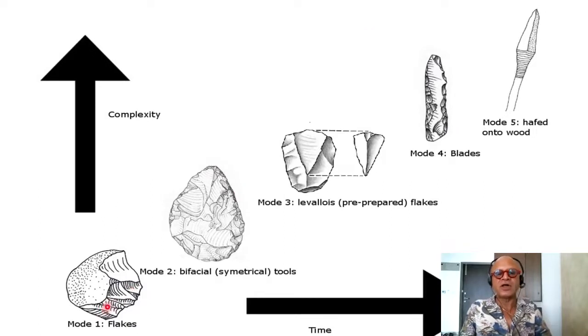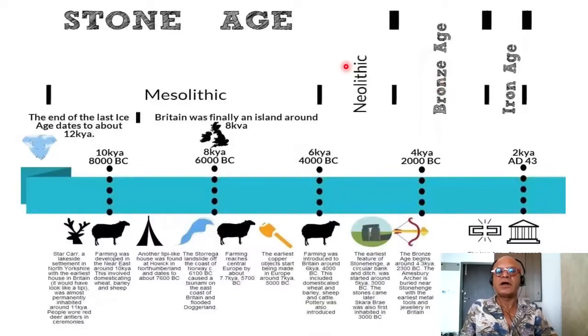So in general, there are these modes defined. So mode 1, where just flakes are used. Mode 2, bifacial, so symmetrical tools. Mode 3, Levallois, pre-prepared flakes and blades hafted onto wood, so spears made for precise hunting and so on. So as time went on, complexity also increased, and always the question is whether this also corresponds to increasing cranium size, brain size, prefrontal cortex, whether there is behavioral change and feedbacks associated with the brain size as well, because of the use it or lose it kind of hypothesis, and whether the behavior also shows additional social skills, language, communication, and so on and so forth.